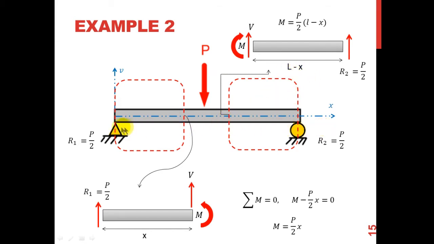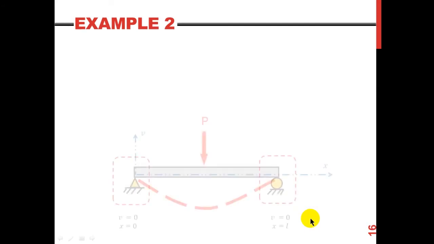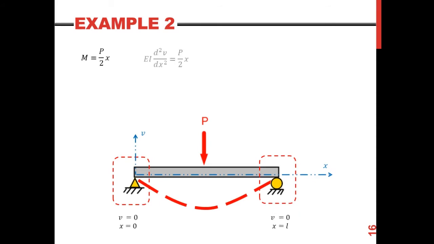L minus x gives me the L minus x here, and simply exactly the same procedure. So I'm going to go with this simple bending moment equation, and let's see. This is a curvature, and I'm going to integrate it. Simply this is going to be P over 4 times x squared plus the constant C1.